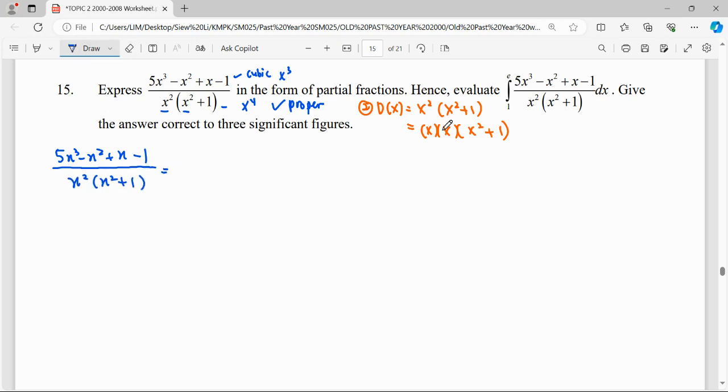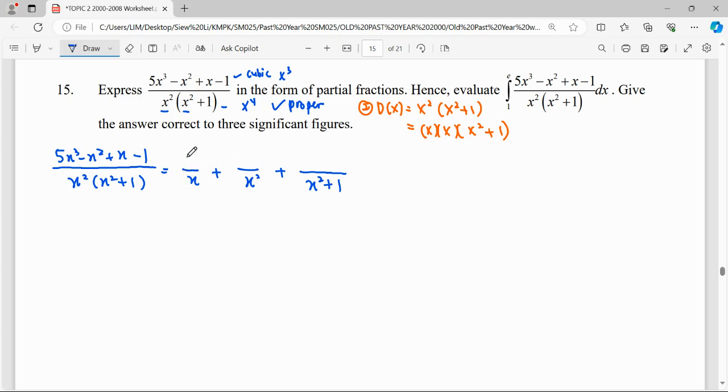So according to the denominator here, we have one repeating factor, the factor of x, and one quadratic factor. For the repeating factor, we will start with x, and then another one is the repeated factor, x squared. Then another factor we have is the quadratic factor. So this is step number 3, split according to the factors.